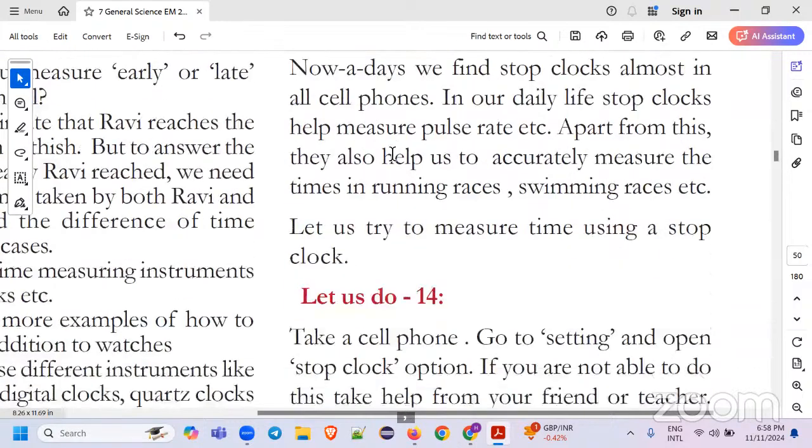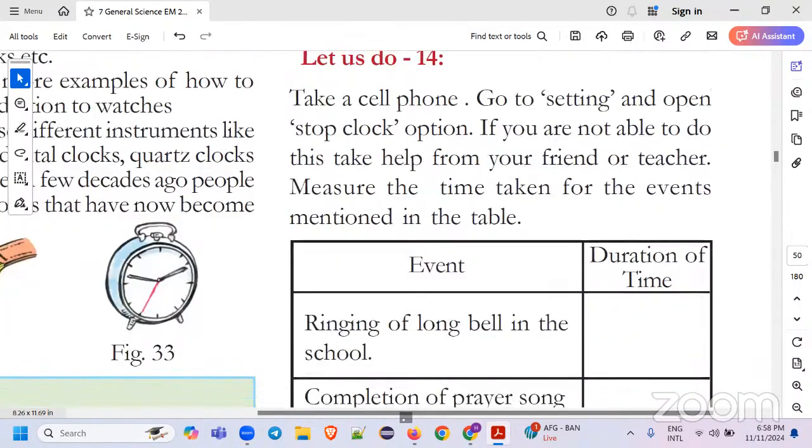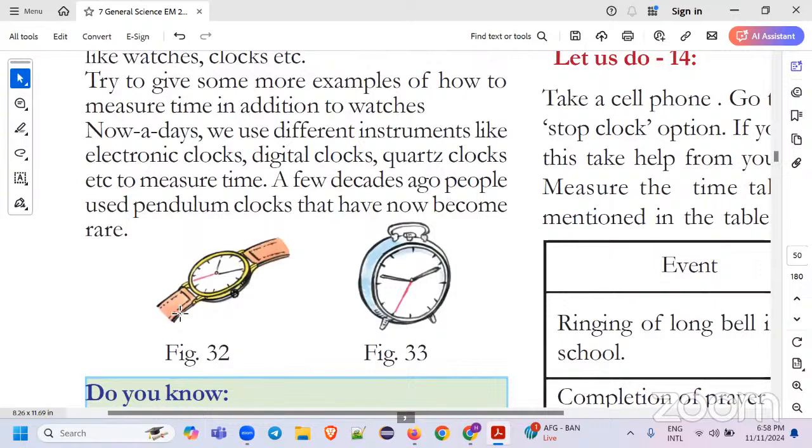The time is divided into smaller units, smaller parts. So nowadays we find stop clocks almost in all cell phones. In our daily life, stop clocks help measure pulse rate, etc. Apart from this, they also help us accurately measure the time in running races, swimming races, etc. సో ఇక్కడ మీకు స్టాప్ క్లాక్ అనేది ఇక్కడ చూడొచ్చు మీరు ఫిగర్ నెంబర్ 33 ఈజ్ అ స్టాప్ క్లాక్ అండ్ ఇట్ ఈస్ అ రిస్ట్ వాచ్. So usually nowadays we use different instruments like electronic clocks, digital clocks, quartz clocks, etc.